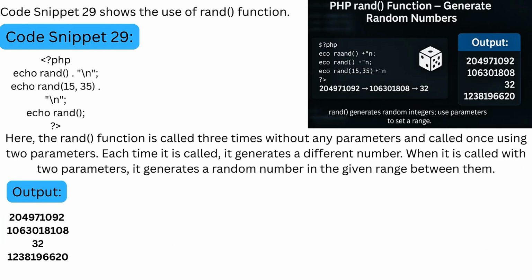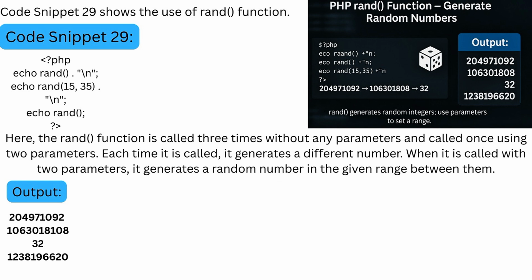Now that we learned about the rand function, this image shows Code Snippet 29, which explains in more detail how the rand function works in PHP. The code written in this example says, open PHP tag, echo, space, rand, open and close parentheses, dot, quotation mark, backslash, end quotation mark, semicolon, then echo, space, rand, open parenthesis, 15, comma, 35, close parenthesis, dot, quotation mark, backslash, end quotation mark, semicolon. And finally, echo, space, rand, open and close parentheses, semicolon, and then close PHP tag.